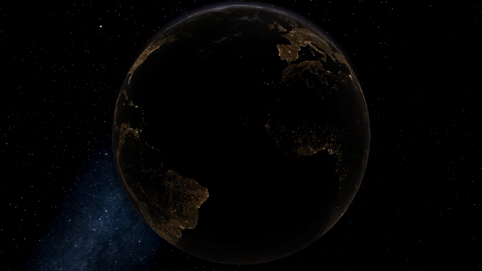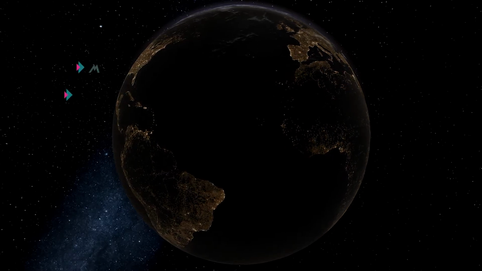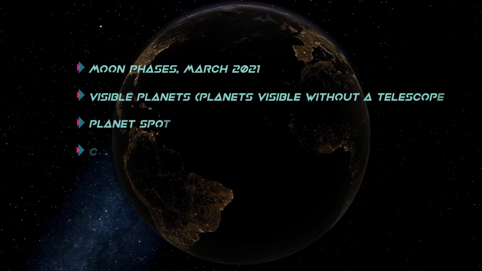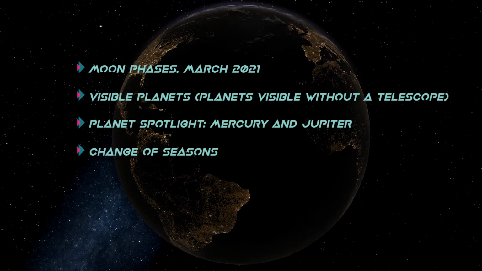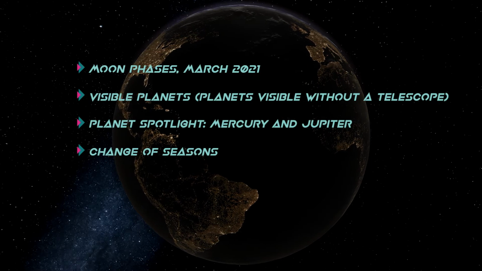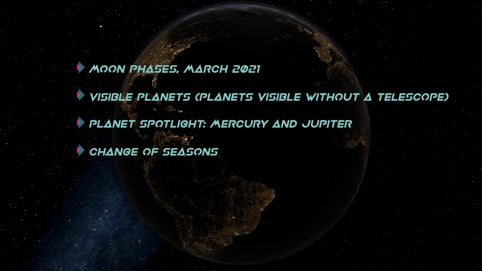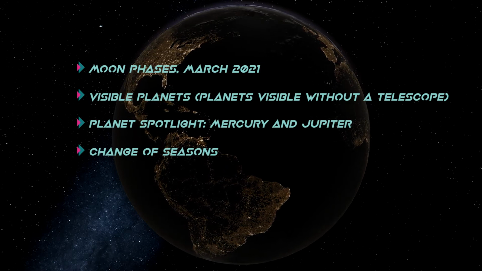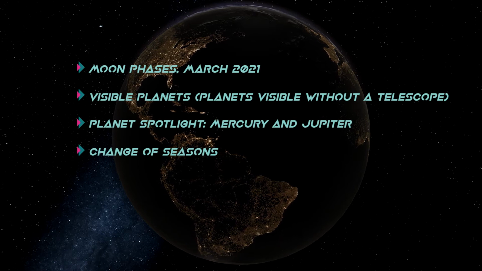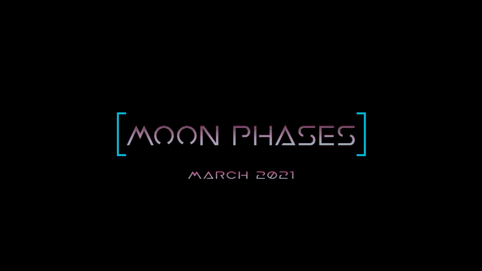In this show, we will be talking about the moon phases for March 2021. We're going to talk about the planets that are visible without a telescope, with a little spotlight on Mercury and Jupiter. We're also going to briefly talk about the change of the seasons. With all that said, let's get to it.